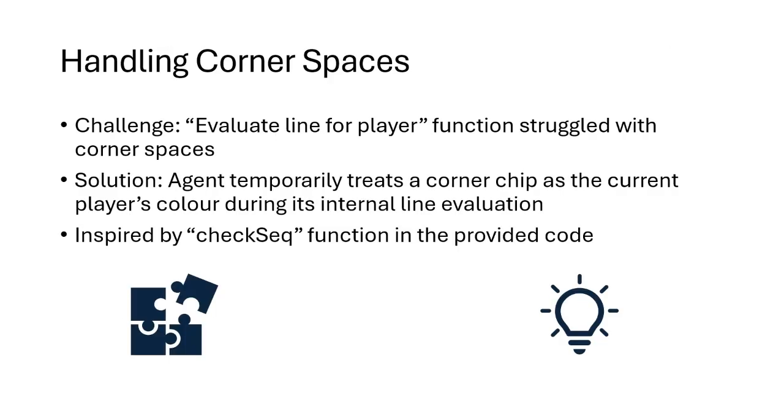Perhaps one of the biggest challenges during development was the corner spaces. Our evaluate line for player function initially struggled to assess lines that included these corner spaces. The breakthrough was realizing the agent needed to temporarily treat a corner chip as the current player's color during internal line evaluation. This was inspired by how the game's actual check-seq function works. This seemingly subtle refinement dramatically improved the performance.